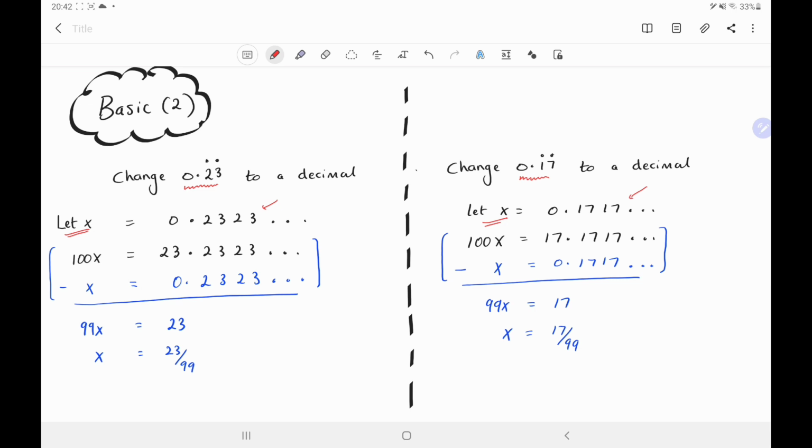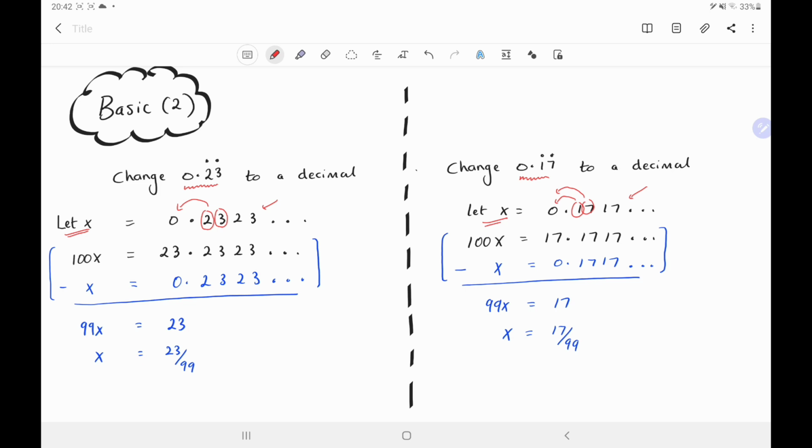Now, we're not going to multiply it by 10 anymore. We're going to multiply it by 100, because we want 2 and 3 to both jump over to the left of the decimal point. And on this one, we want 1 and 7 to both jump over to the left of the decimal point. The reason for this is because of the subtraction that we're going to do. We need the digits after the decimal point to match up. They need to be 2323 and not 3232.